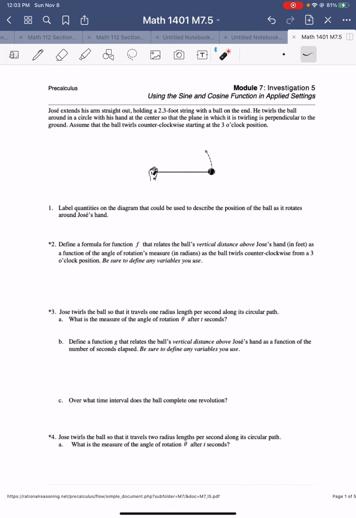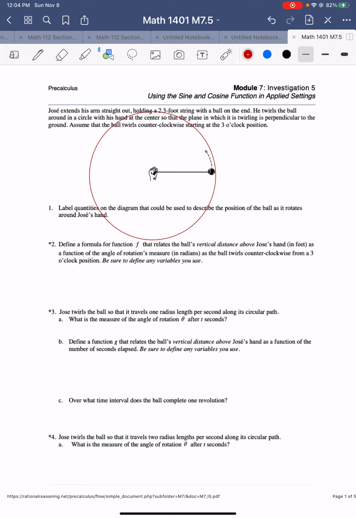Jose extended his arm straight out, holding a 2.3 foot string with a ball on the end. He twirled the ball around in a circle with his hand at the center, so that the plane in which it is twirling is perpendicular to the ground. Assume that the ball twirls counterclockwise, starting at the 3 o'clock position. So it's twirling this way, in a circle around here. You can imagine this.